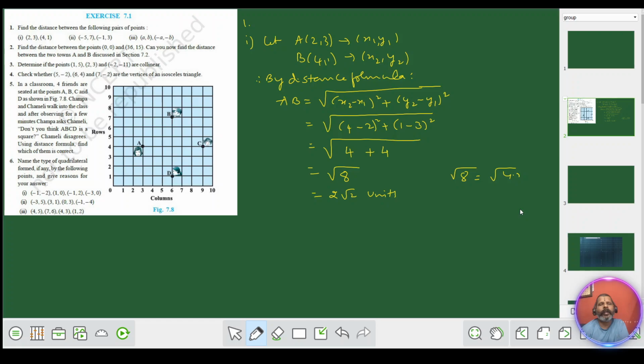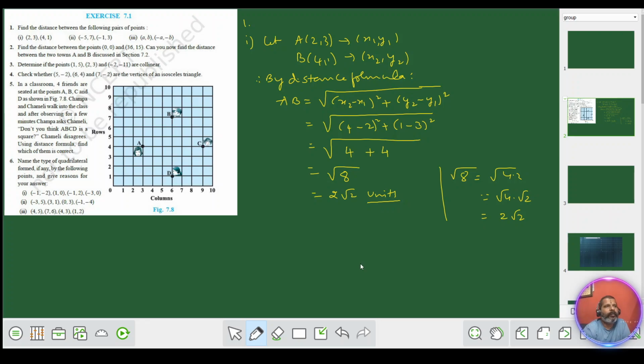Root 4 into root 2, that is 2 root 2. Remember that. Going forward, we cannot write it like this. We'll just extract a perfect square from the number and write the remaining. So this is the answer: the distance between A and B is 2 root 2 units. Please do write the word units at the end. Otherwise, there's a chance of losing marks.